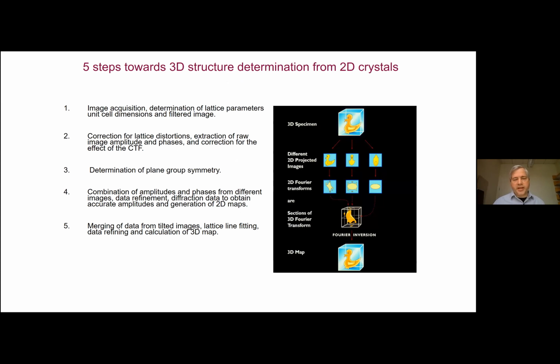But basically, in a nutshell, 2D crystallography is one of the more difficult techniques, I would say. You have to take a whole bunch of images of your crystal, determine its lattice parameters, which is the unit cell dimensions, unbend it, correct for the CTF, figure out again the symmetry of it, and then collect and merge a whole bunch of data, and also merge in tilted image data to get a 3D map.